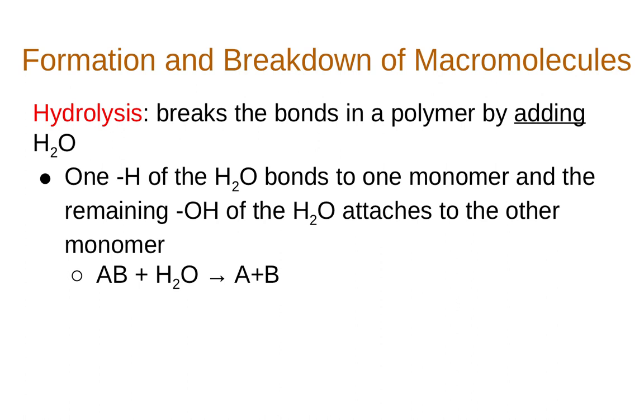Those cells can then use dehydration to reassemble those monomers and make different types of polymers out of them. So with that, we get a chemical reaction where I have a molecule AB, that's my polymer. When I add water, I'm going to break it apart into two components, monomer A and monomer B.